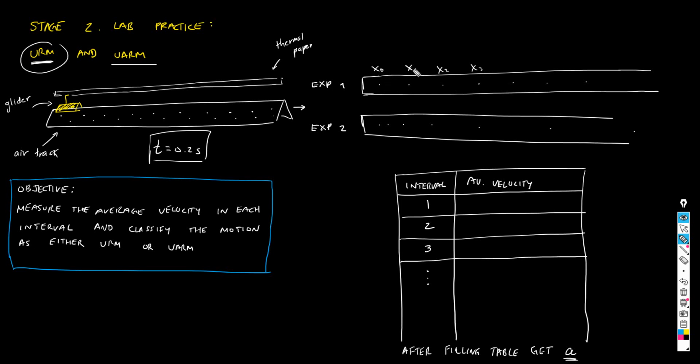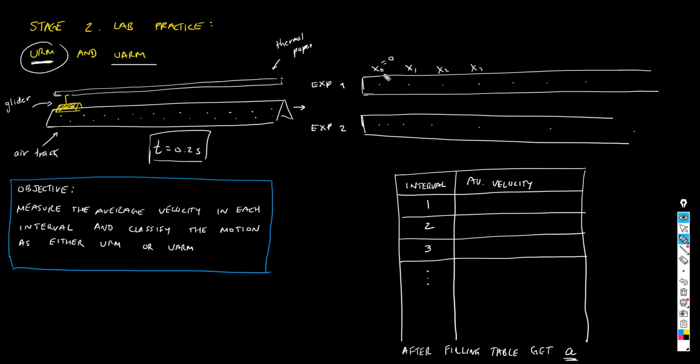What is this x0, x1, x2, x3, etc.? These are the positions of these points. What you're gonna see Miss Elsa do is she's gonna measure the position of the first point, and she's gonna give it a value of 0. This is gonna be 0 centimeters. Then this is the position x of the second point.